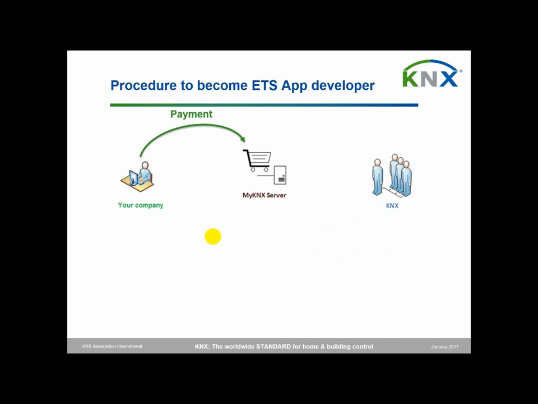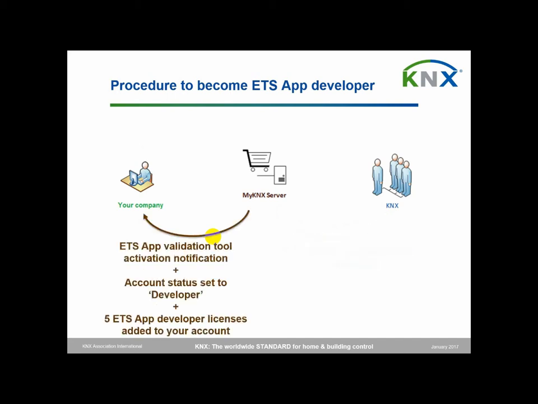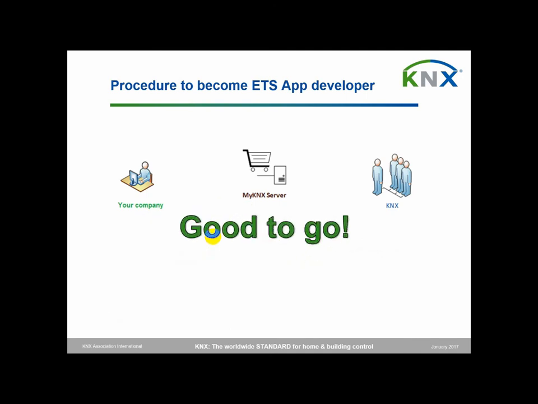Then we expect a payment, and after this payment we get a payment notification, and the result of that will be that we will activate your ETS app validation tool. After this, you will get an ETS app validation tool activation notification. You will reach the status of developer, and together with that, 5 ETS app developer licenses will be added to your account. That means you're then good to go. So this is the procedure, right?